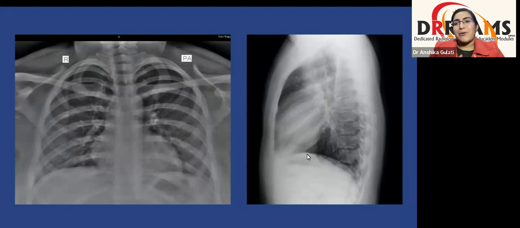So now if I ask you which is that one chamber out of the 4 cardiac chambers that does not contribute to formation of heart border on a lateral chest radiograph, your answer will be, please type in the chat box. Right atrium, yes. Thank you.